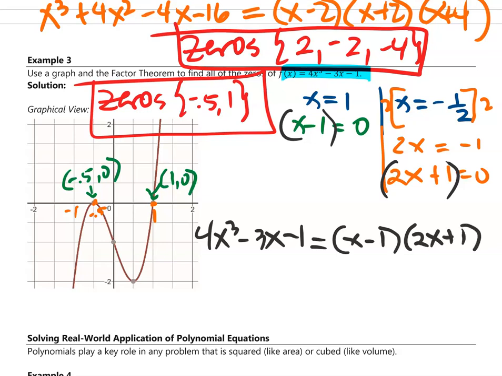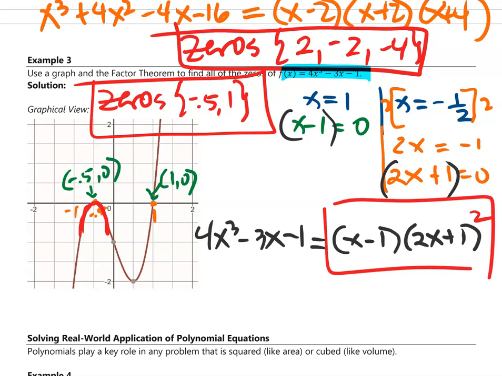But we're not done yet. Look at when x is negative 0.5, look at the shape here. It's a parabola, so meaning it has a multiplicity of 2. So this should be squared. You should have a double root here at 2x plus 1 when x is equal to negative 0.5. So these are the factors of 4x cubed minus 3x minus 1. Okay.